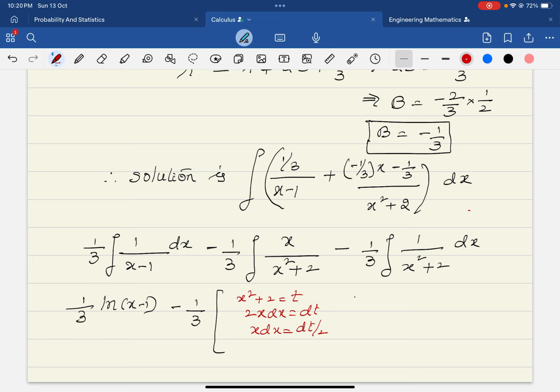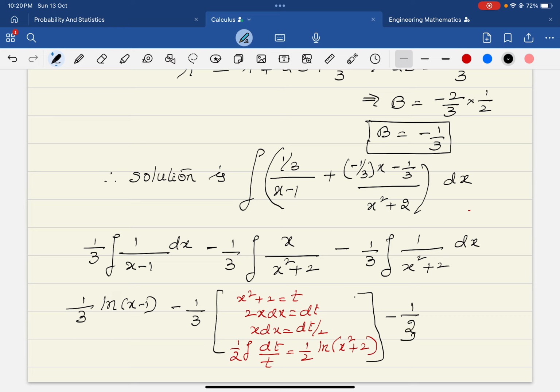So, therefore, what is the value of this integral? Integral of 1 by 2, you take it out, dt by t. So, it is 1 by 2 ln t. T means x square plus 2. I hope it's clear to all of you. So, this is the way of doing the substitution. Already you have done it in the last chapter, in the last topic.